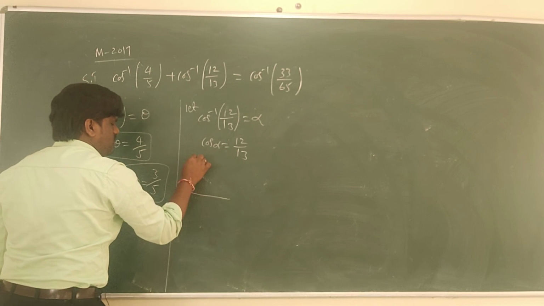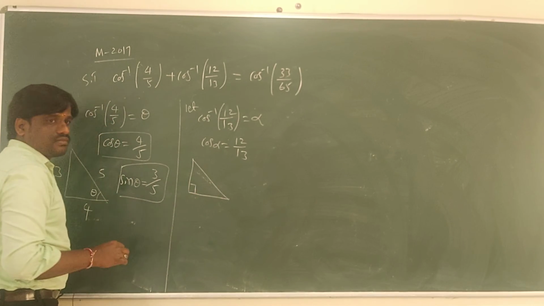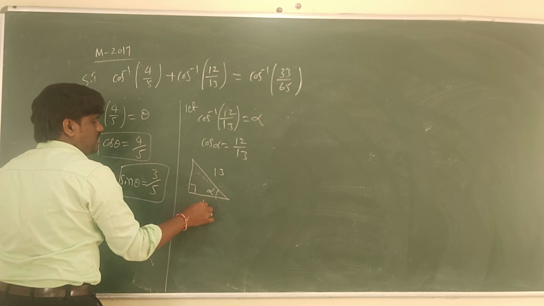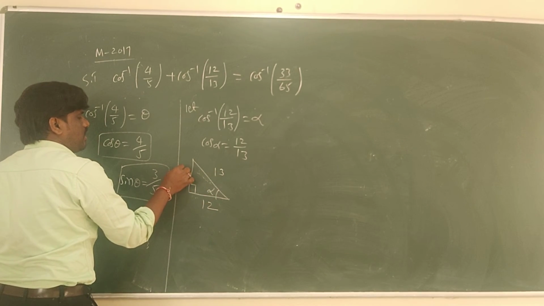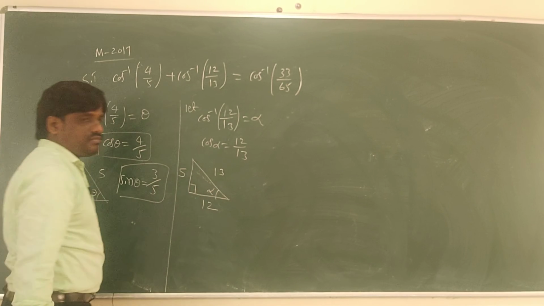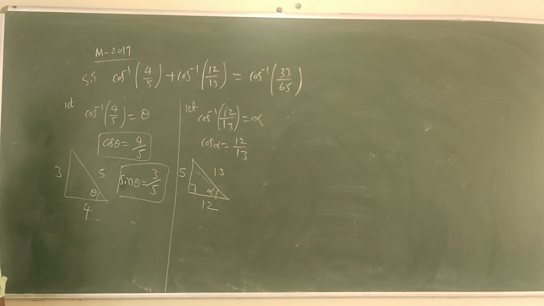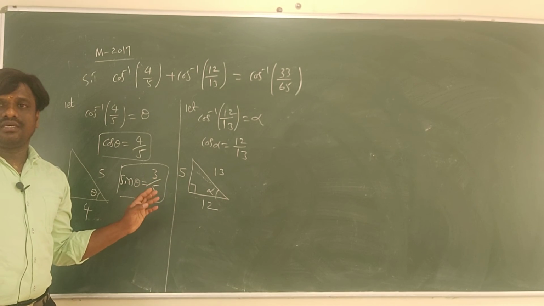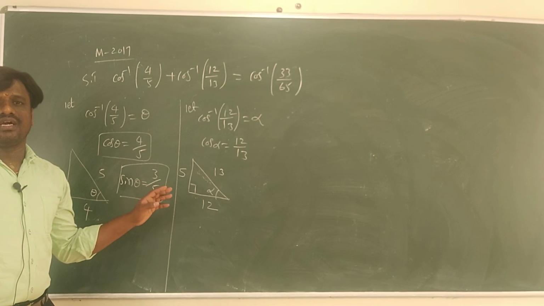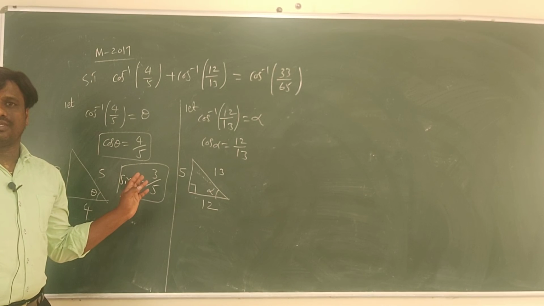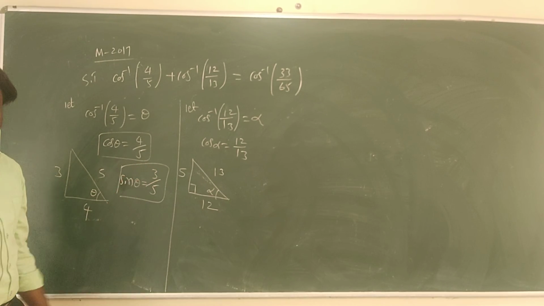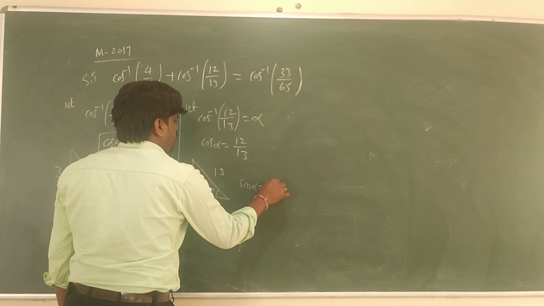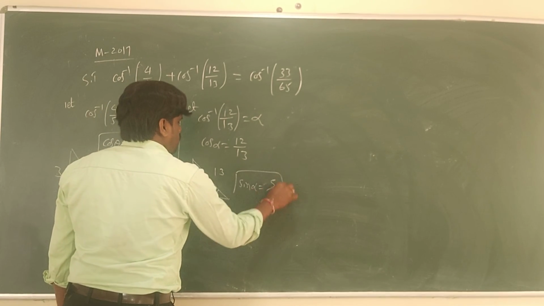Look here, these are very easy questions. Take alpha here, and you know this is 13, this is 12, and then this will be 5. Pythagoras theorem. At least you should know cos is adjacent by hypotenuse. Opposite by adjacent is tan, opposite by hypotenuse is sine. This must be known. So what is sine here? Sine alpha will be 5 by 13.